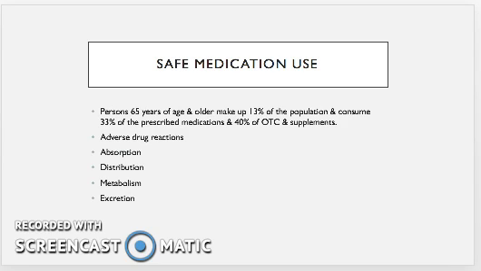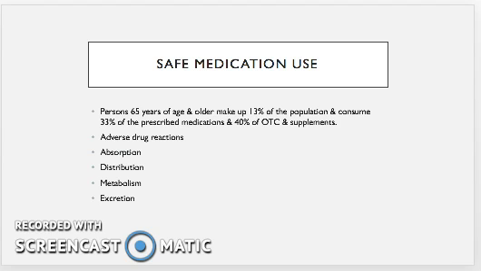All right, let's chat for a few minutes about safe medication use. As you guys know from already having taken care of some older adults in the clinical setting, some of our older adults can take lots and lots of medications. People over the age of 65 make up 13% of the population, and they consume 33% of the prescribed medications. So think about that for a minute. 13% of the population consumes a third of the prescribed medicines, and 40% of over-the-counter medicines and supplements.